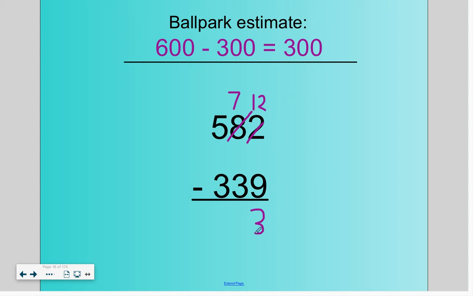Again, we need to check in our next column. Could we take 3 away from 7? Yes. So we can continue. 7 minus 3 is 4. 5 minus 3 is 2.